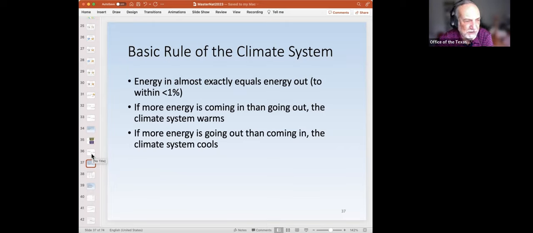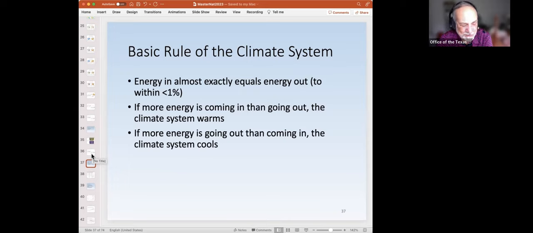Fundamentally, the Earth is a ball drifting through a vacuum in space, which means that there's only one way energy can get in and there's only one way energy can get out. And that's through electromagnetic radiation. At some wavelengths, we call that light. And that's basically what's coming in from the sun.